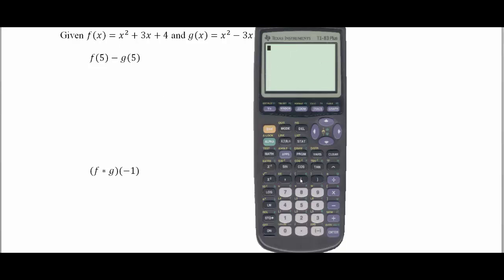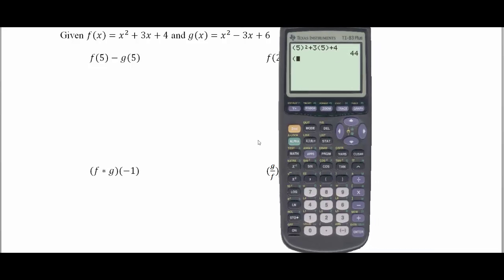So here I have my x squared, so this is going to be 5 squared plus 3 times 5 plus 4. So there's my f of 5. And then we're going to go with my g of 5. So here I have 5 squared minus 3 times 5 plus 6. So there's my f of 5, here's my g of 5, and I get an answer of 16. And if I subtract these two, because that's the operator right there, 44 minus 16 is 28.